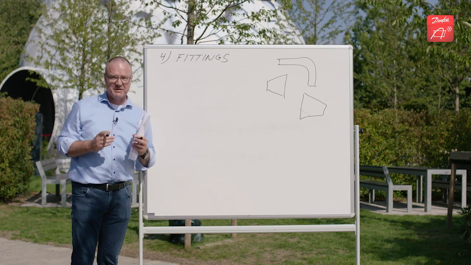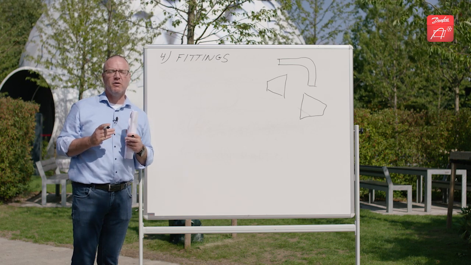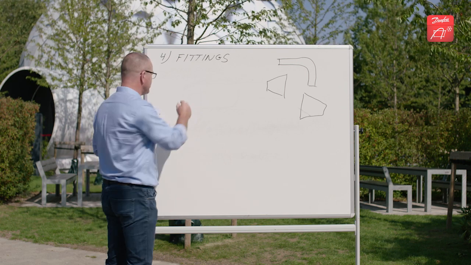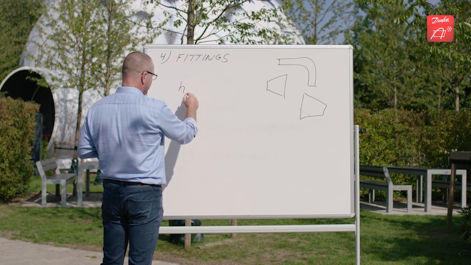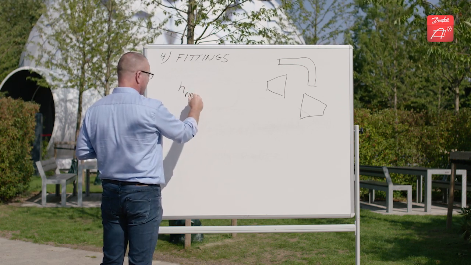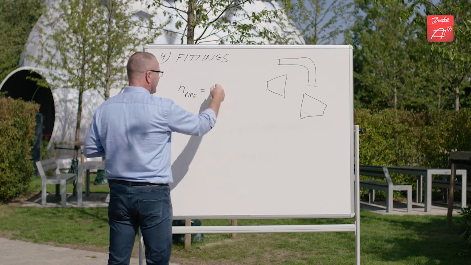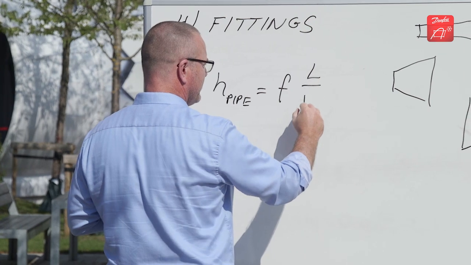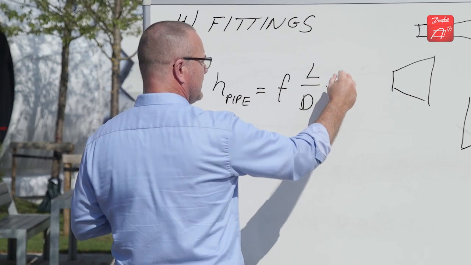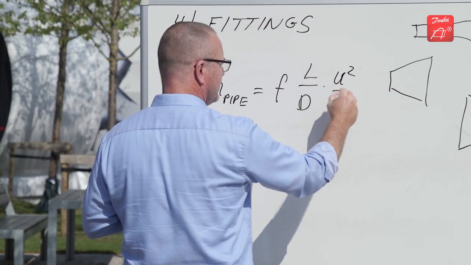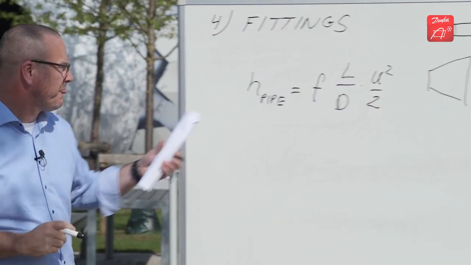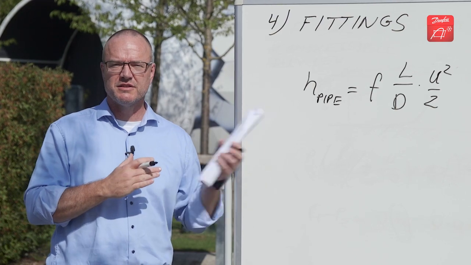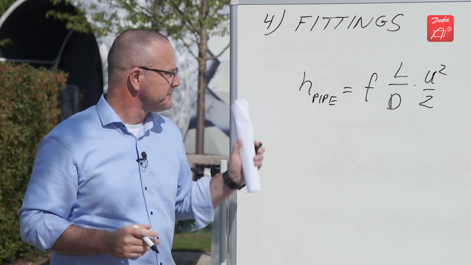When we did the pipes, we had an equation called the Darcy-Weisbach equation. And if we remember back, it went like this. You have the head loss, and let's call it pipe. It's equal to a friction factor times the pipe length over the diameter, velocity squared, halved. So that was the head loss. The head loss we want to put into our energy equation to find the pressure drop.